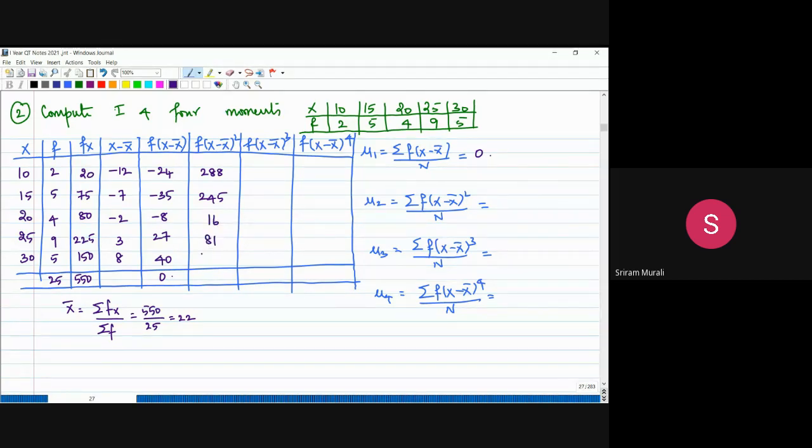9 nines are 81. Sir, one column we can include, no sir. X bar whole square, we can include, no sir. If you want, you can include, but directly it can be done. It is up to you. You can directly square this, multiply with f. Why should you waste your time by taking x minus x bar the whole square, then multiplying with f? Okay sir. It is up to you. If you want, you do. So this is 950 divided by 25.